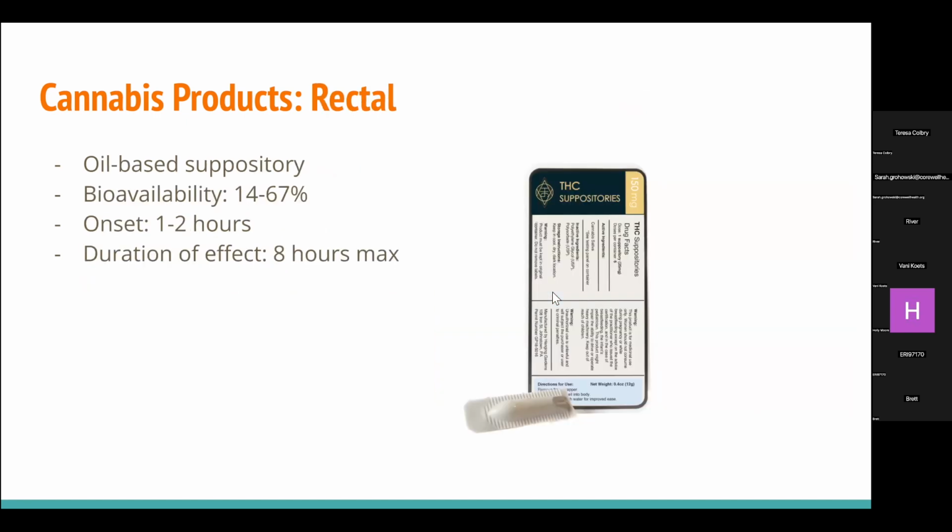You can get oil-based rectal suppositories, and these also contain extracted cannabinoids. The bioavailability, again, is really variable, 14 to 67%, a bit slower onset of action of 1 to 2 hours, and a moderate duration of effect of 8 hours max. Some pros for this are that it avoids first pass metabolism, and again, you don't have any of those smoking and vaping risks, but it's a really inconvenient dose method. Marijuana in general doesn't have the best evidence, but there's really, really little supporting data for the rectal use.